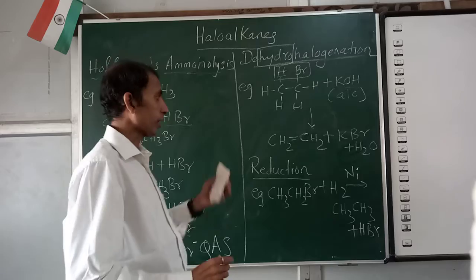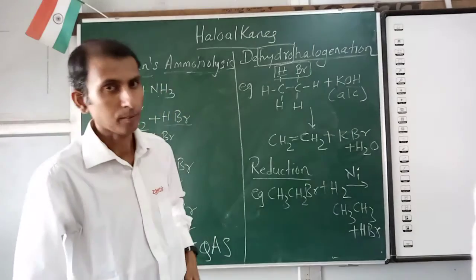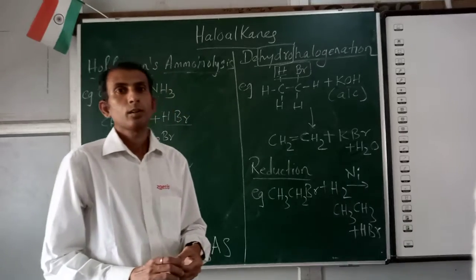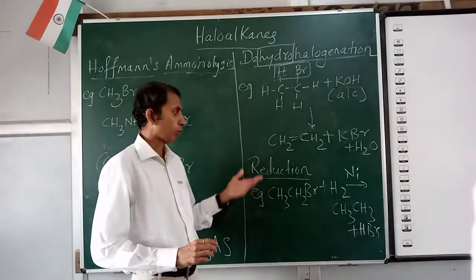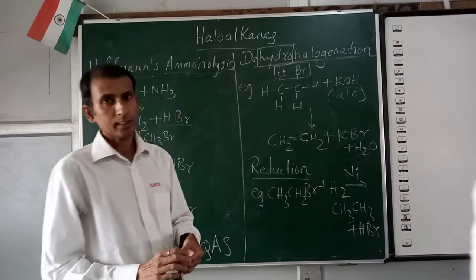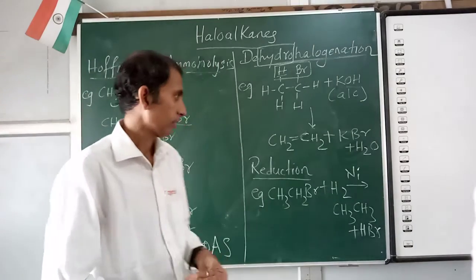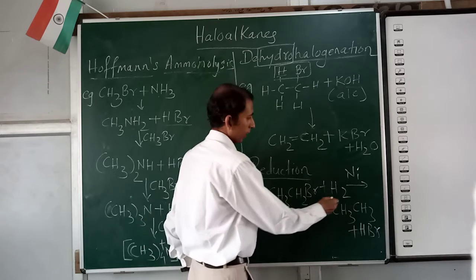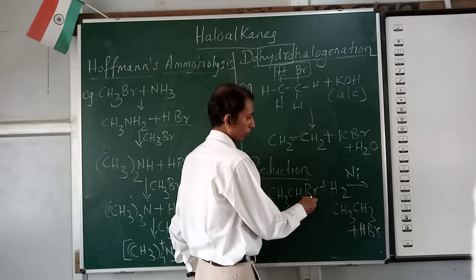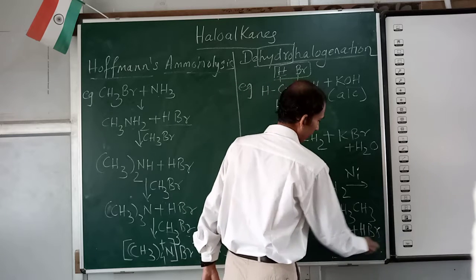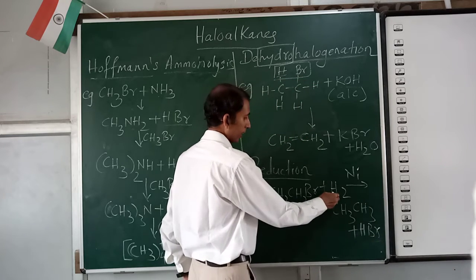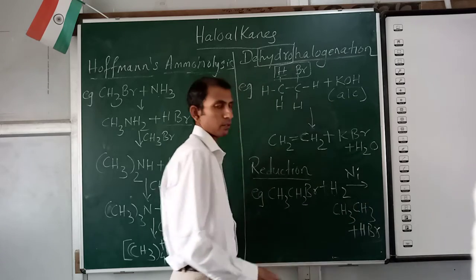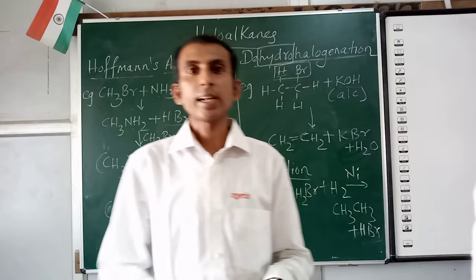Now the last reaction for today, the reduction reaction. So in this category you will find many more examples, and you already know what is reduction. Reduction means reaction with hydrogen. So here a very simple reaction. You take a haloalkane, one hydrogen from here, one Br from here, is lost in the form of HBr, and one hydrogen remaining here gets added to CH2, forming CH3CH3, which is an alkane. So you get a hydrocarbon.